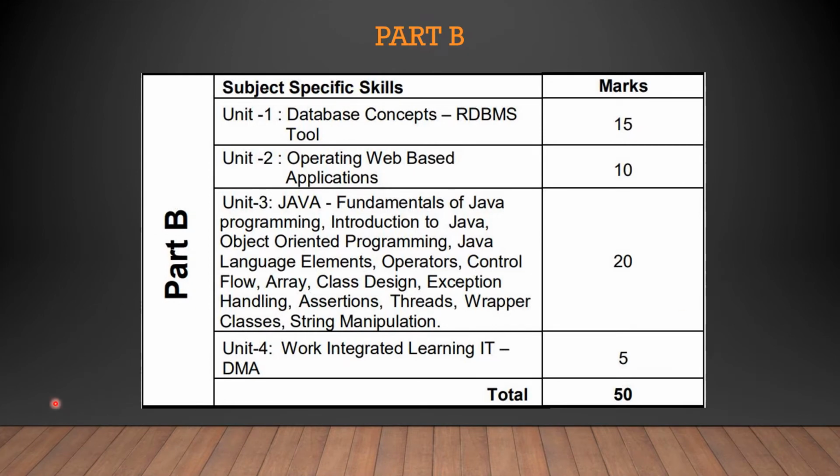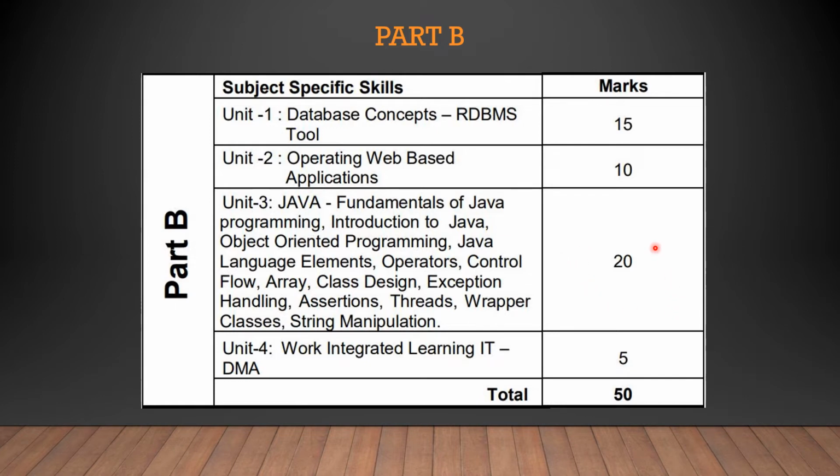Now comes part B. It is subject specific skills. It has 4 units. Unit 1, database concept, RDBMS tool. It is of 15 marks. Then is unit 2, operating web based applications. It is of 10 marks. Then is unit 3, Java. Here are given the various contents available in your chapter Java, and you can see that this unit 3 Java has the highest weightage of 20 marks.